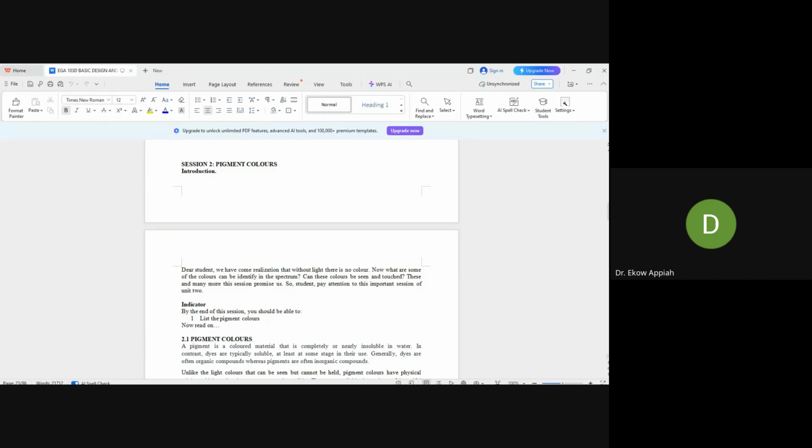Is it clear now? Yes, sir. So pigment colors are the colors that we can hold on to, that we can touch, not the light colors. All that you are going to do today will be centered on pigment colors. They are pigment colors in the sense that we can touch them. For example, poster color. Can't we touch poster color?